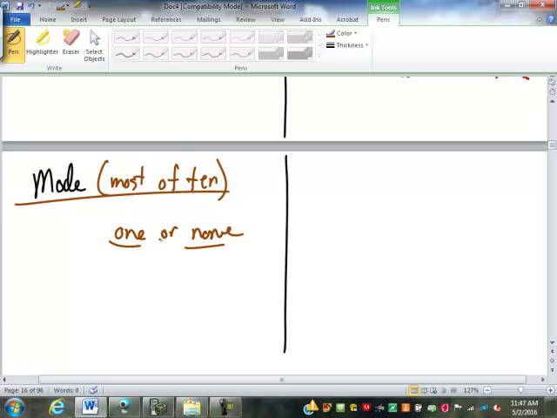Now, of course, in these two data sets we had, there's no mode in either one because no number is repeated. But if you have a data set where there's 2 different numbers that appear twice, for this class, we're going to say that there is no mode.